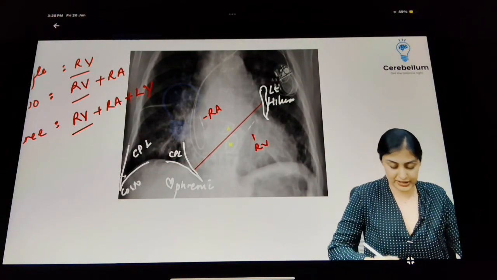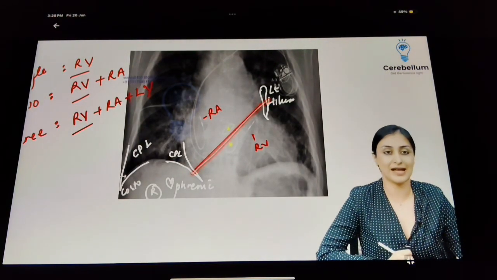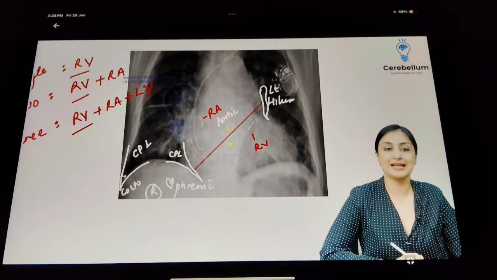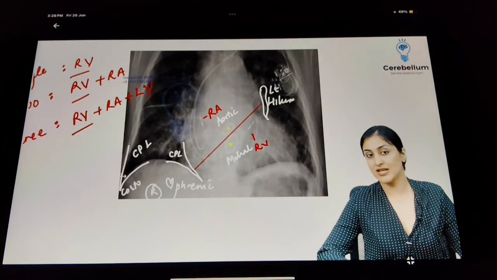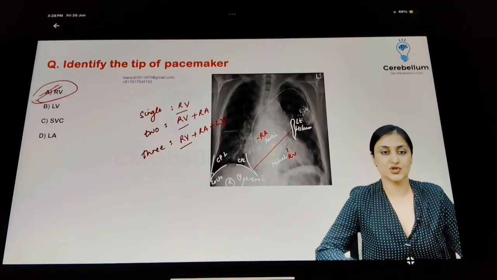Costo. This is cardiophrenic. So you draw a line from the right costophrenic to the left hilum. A for above. If it is above the line, it is aortic. If it is below the line, it is mitral. So that's how you will figure out which valve if they ask you that question. Clear? So this is about pacemaker and valves.